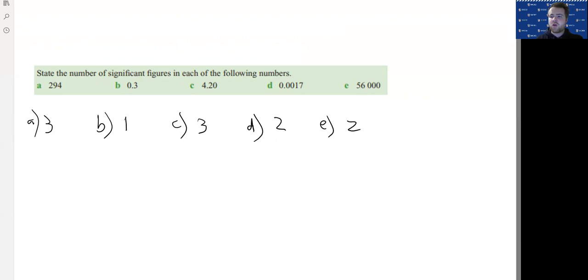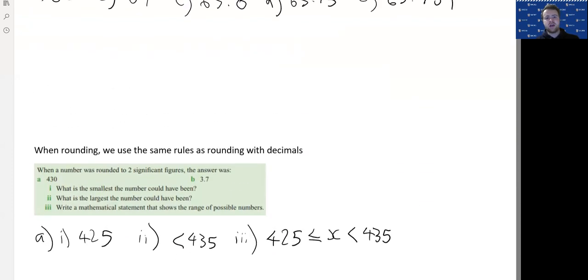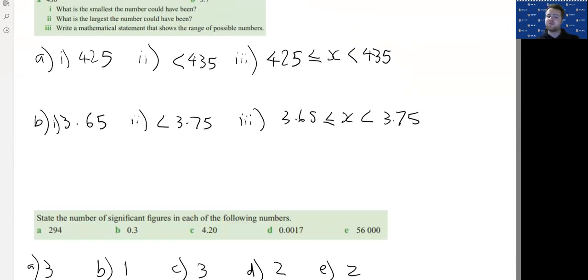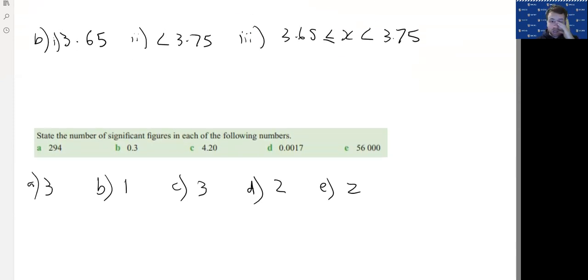Good luck with the work today. I know the first time, sometimes these rules can be a little confusing, but just think: is that 0 needed for place value? If I got rid of that 0, would it change the number? For this last example, if I cut off a 0, would it change the place value? The answer is yes. We'd go from 56,000 to 5,600. They're different numbers, so that 0 is for place value, not precision.